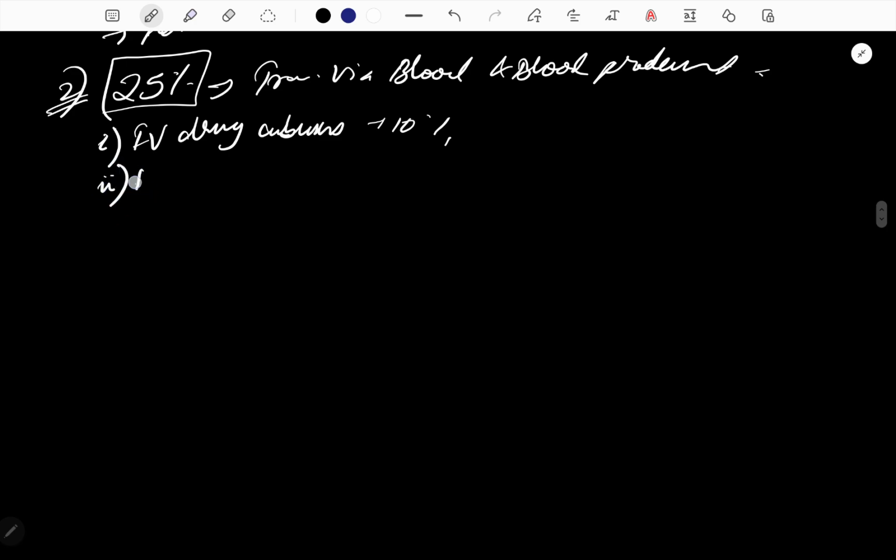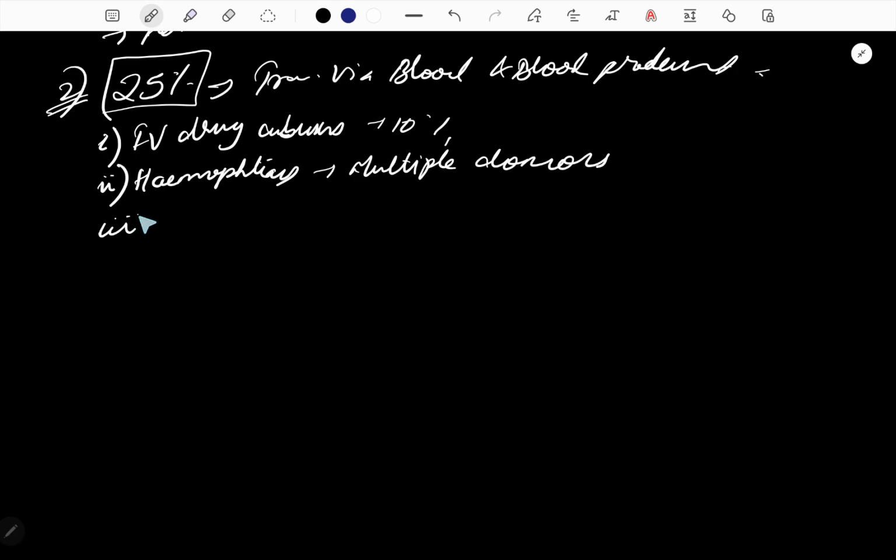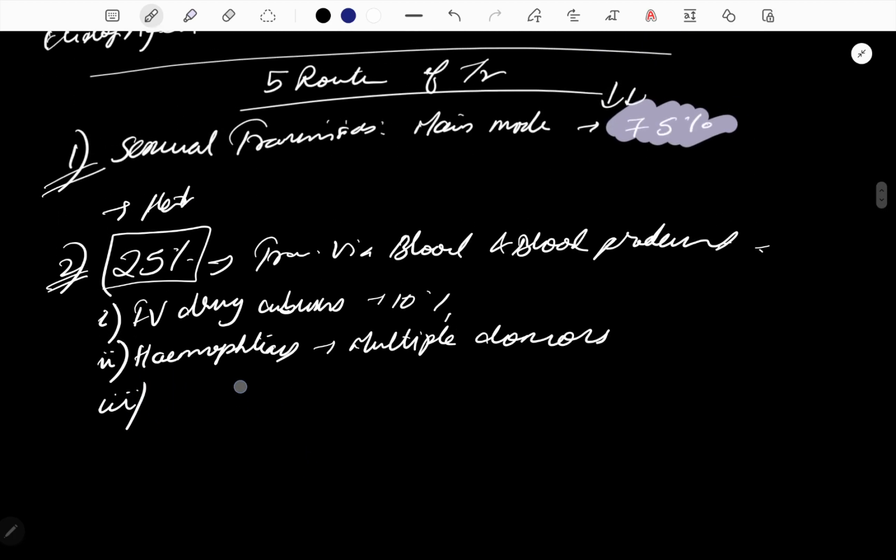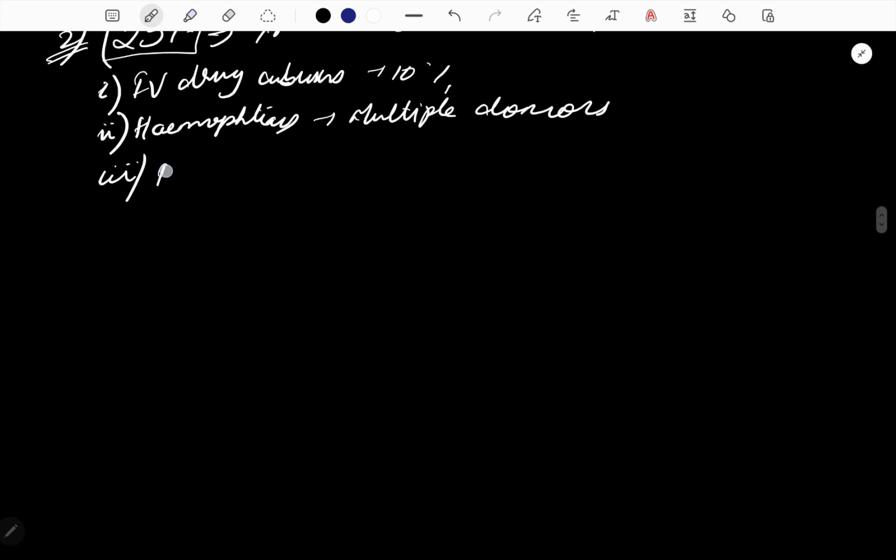Second is hemophiliacs, who have received large amounts of clotting factor concentrates from pooled blood, from multiple donors. This does increase the chance of HIV transmission. Third is the recipient of HIV infected blood and blood products.